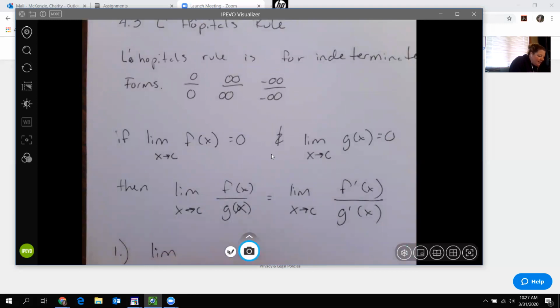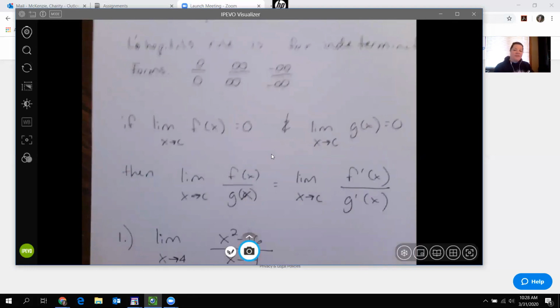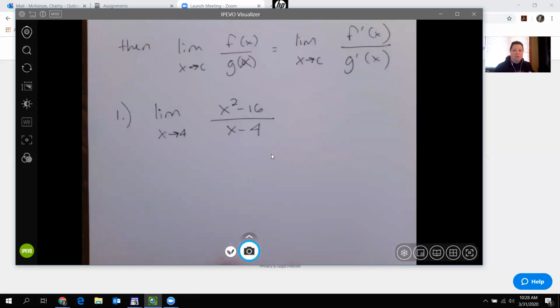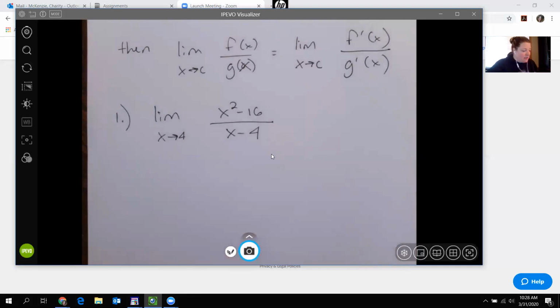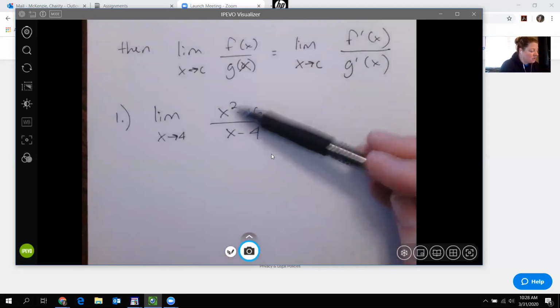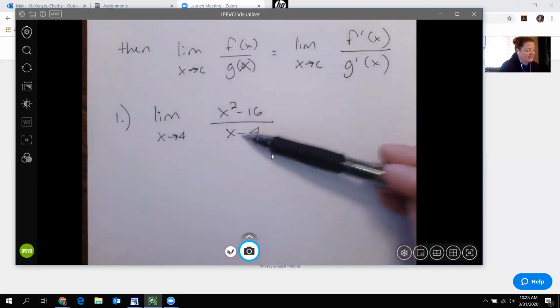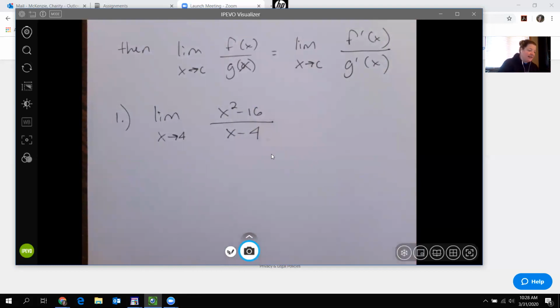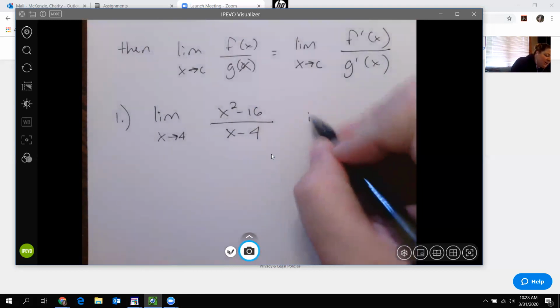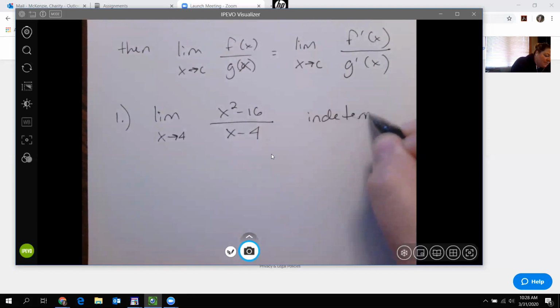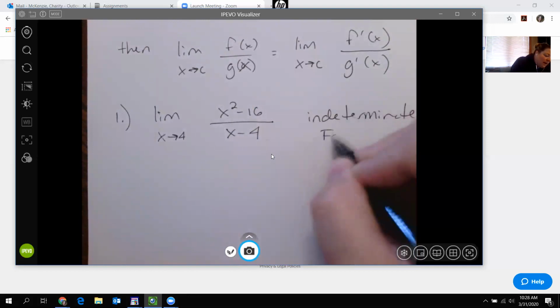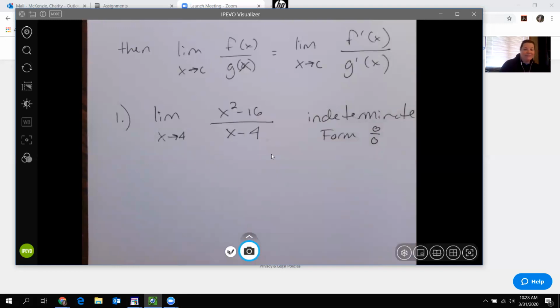Take the limit as x approaches 4 of x squared minus 16 over x minus 4. When we first look at something like this, we think, just plug in the 4. If we do that, we have 4 squared, which is 16, minus 16, that's 0. And 4 minus 4 is 0. So this currently is in indeterminate form of 0 over 0. We can't do it that way.